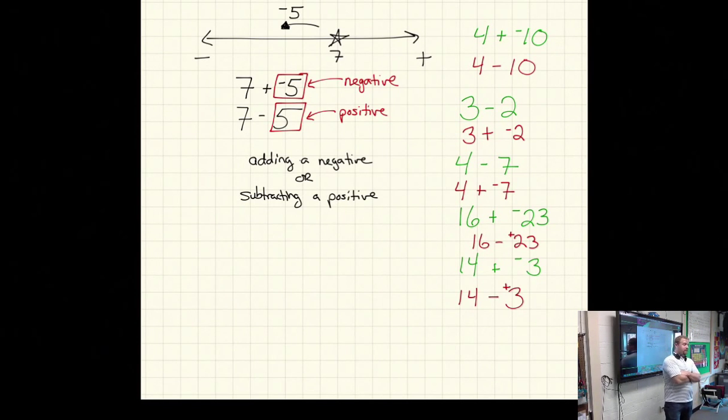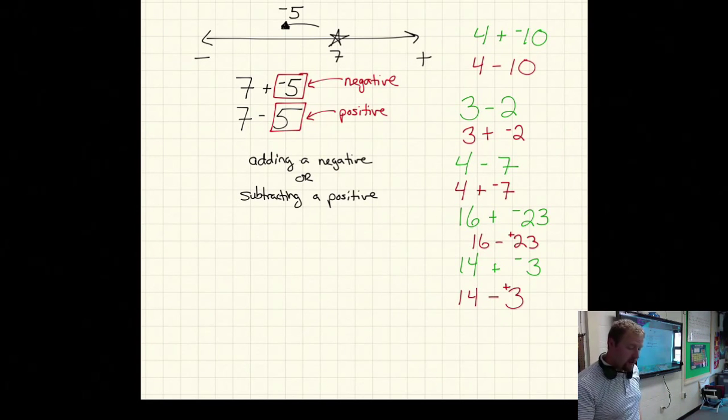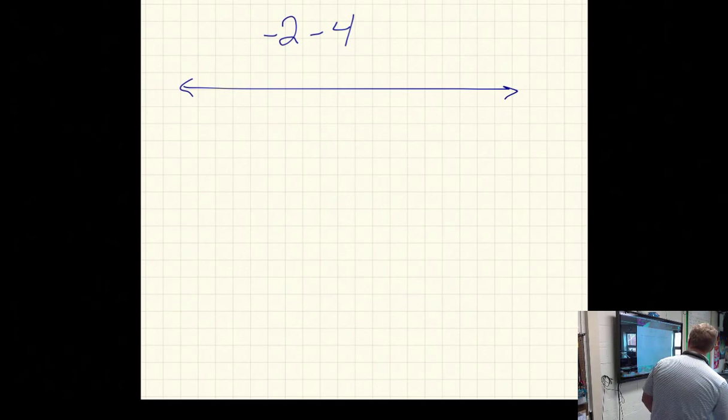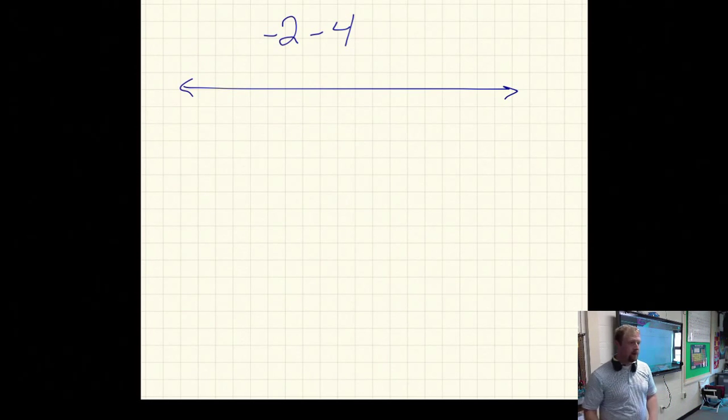So we have this idea of subtracting. Now let's do something a little different, okay? We're going to have to go back to a number line, but let's look at an entirely different type of problem. I want you to take a moment and see if you can kind of figure out an answer to this one. Okay, here's my number line. Okay, and here we go. Negative 2 minus 4.